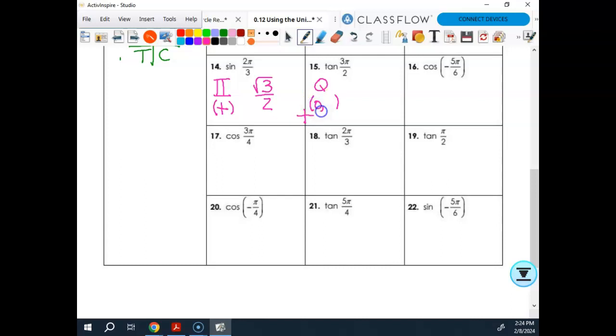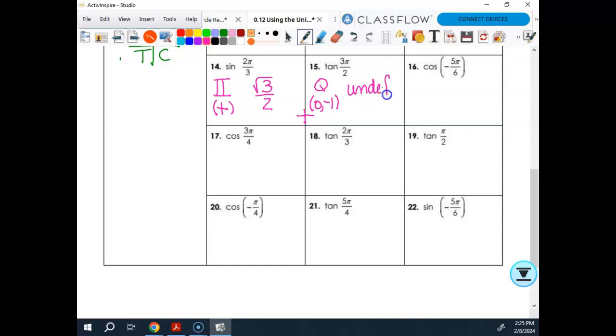0, negative 1. Okay. So then what is the tangent? How could you find the tangent if you don't just know? It's what over what? It's y over x. Okay, so if you put y over x, what's that going to give you? Oh, wait, negative 1 divided by 0? It's undefined. Okay, good job. You can't write that it's nothing. It is undefined. Okay, good.